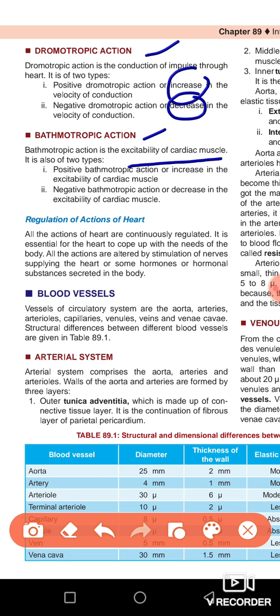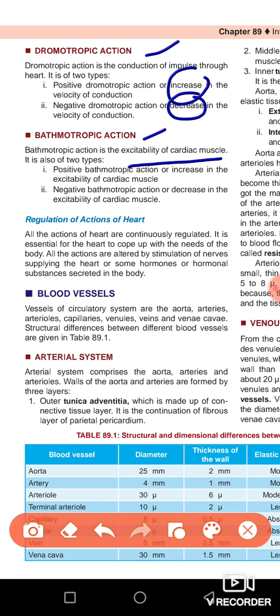Last and the fourth action of your heart is the bathmotropic action. In the bathmotropic action, what is it going to conclude? Yes, you are right, excitability of your cardiac muscle. Okay, cardiac muscle is involved in two actions. First is the inotropic action and then the bathmotropic action. So in the bathmotropic, excitability of cardiac muscle is counted, and if the action is positive then it is going to increase, and if the action is negative it is going to decrease.